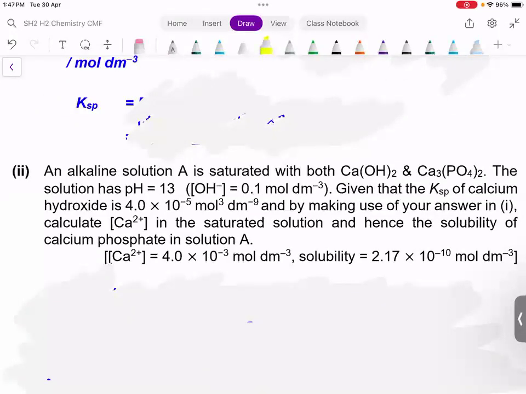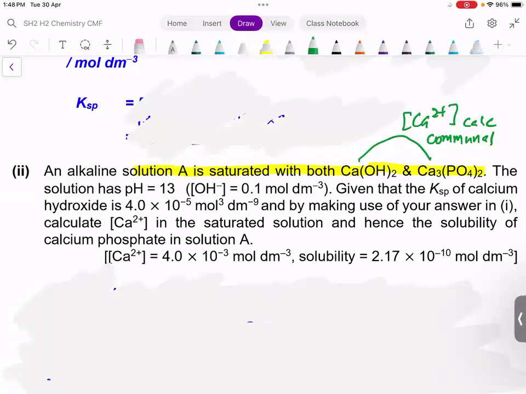Right, you are told that solution A is saturated with both calcium hydroxide and calcium phosphate. So what does it mean? What's the point of telling us this? Okay, so from here we recognize that the concentration of calcium 2 plus that we calculated will be communal, meaning it will be shared by the two sparingly soluble salts.